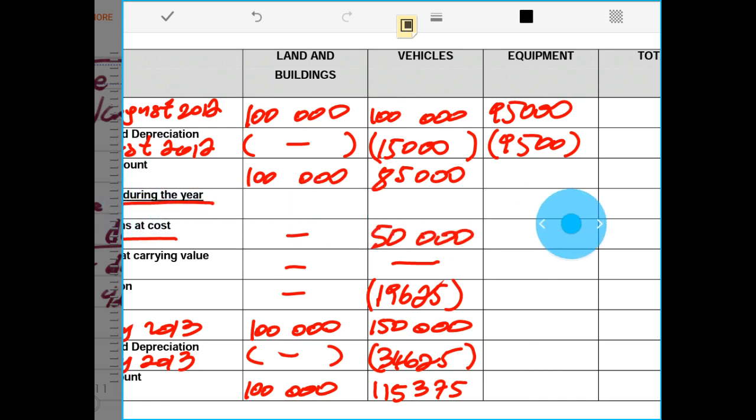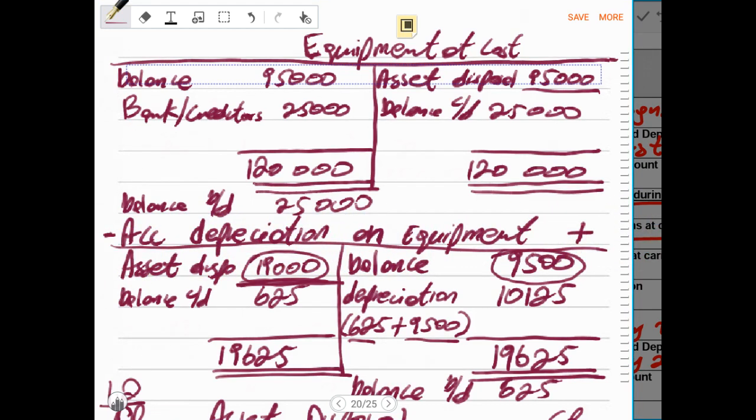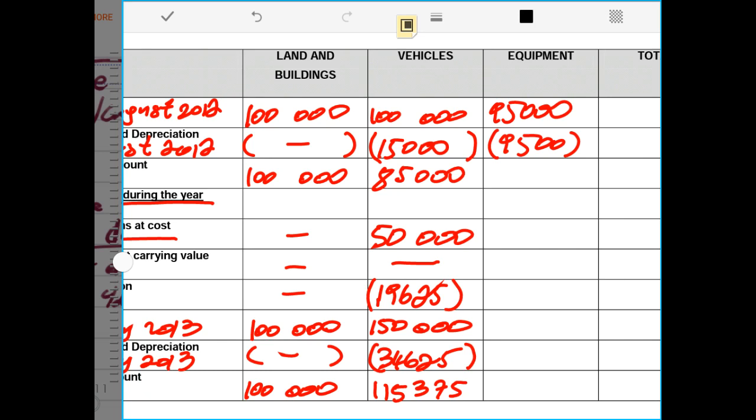Just to check, is it 9.5? Yes, under the accumulated depreciation, we do have an opening balance of 9,500. That's where the 9.5 comes from, and it was already in the trial balance. So if you say 95,000 rands minus 9,500, that gives us 85,500 rands as the carrying amount for equipment.